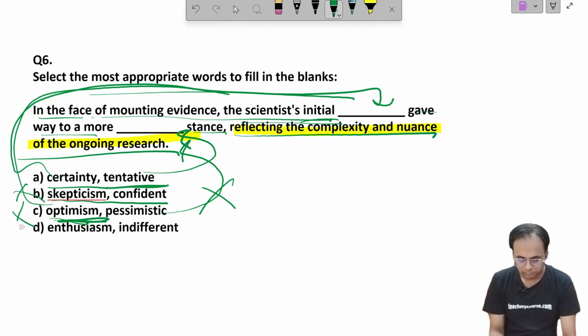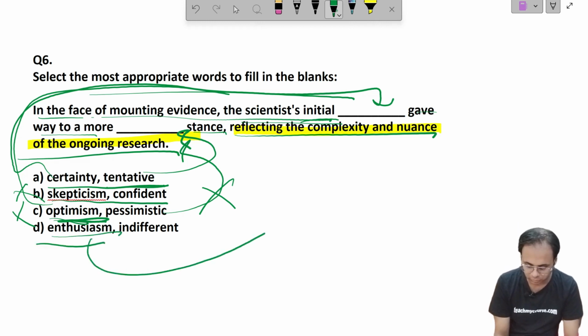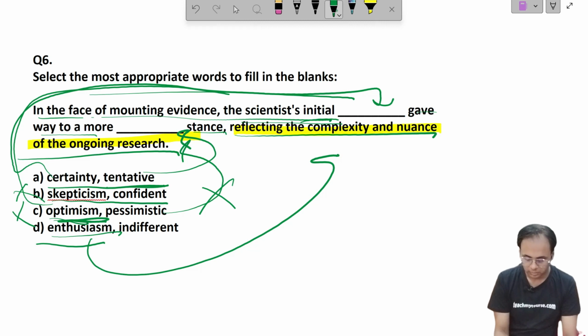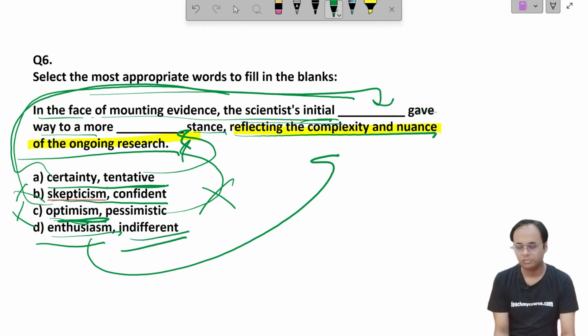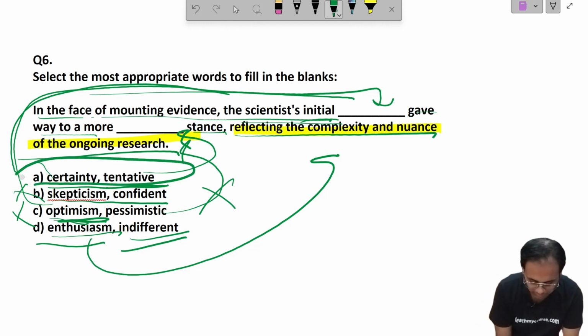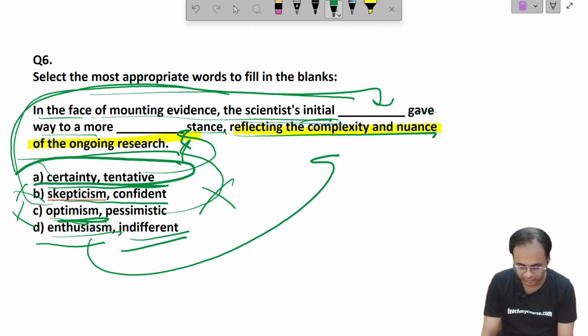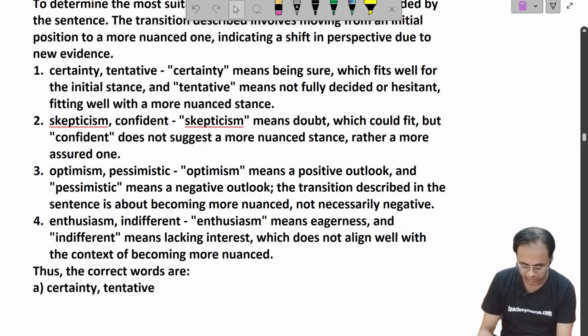Let us see the fourth one. In the face of mounting evidence, the scientist's initial enthusiasm can come in. Gave way to a more indifferent stance. Indifferent means that they are not really interested in that. This cannot be used. It doesn't make any sense. So only the first one makes sense, certainty and tentative. So that's the right answer. So here's the explanation for that.